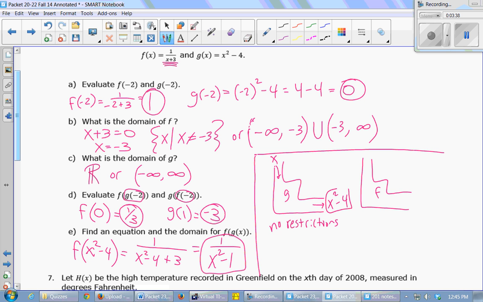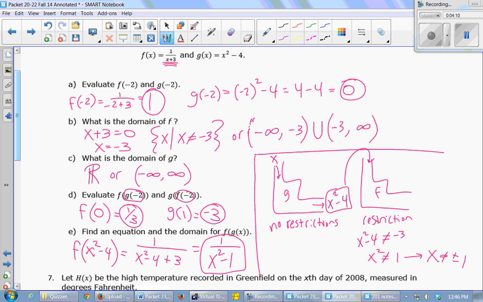And I take this x squared minus 4 and drop that into the f machine, into which I can never put a negative 3. So I have to make sure my restriction here is that x squared minus 4 can never be negative 3. Otherwise, I'll jam the f machine. So if I solve this, I would say that x squared can never be 1, which means that x can never be plus or minus 1.